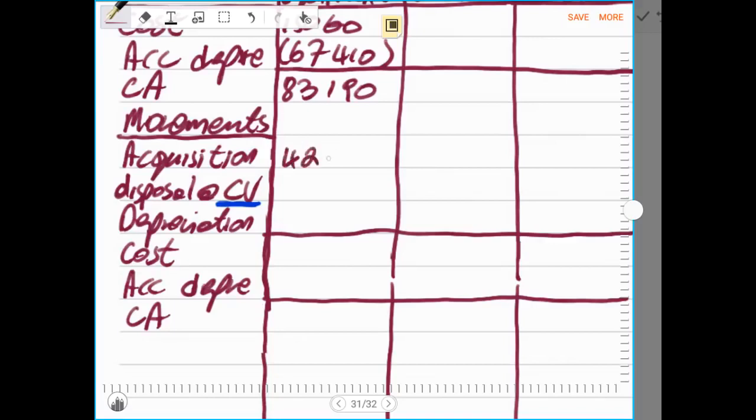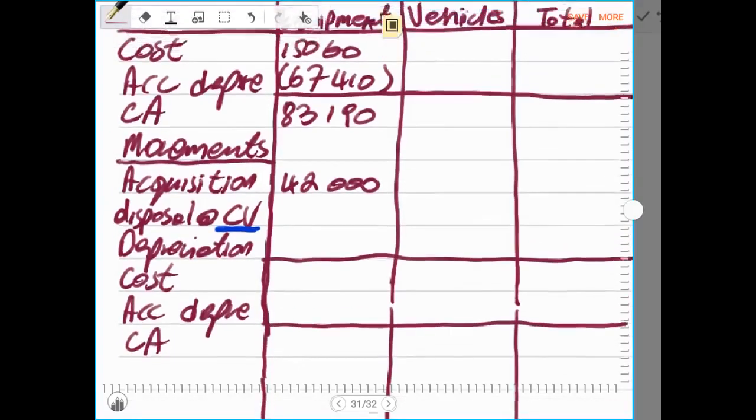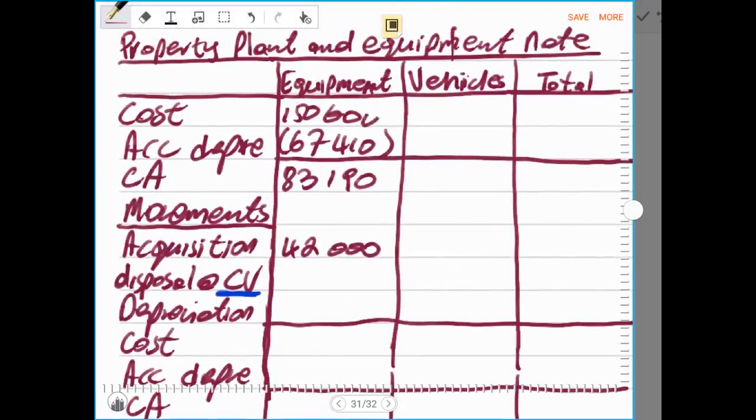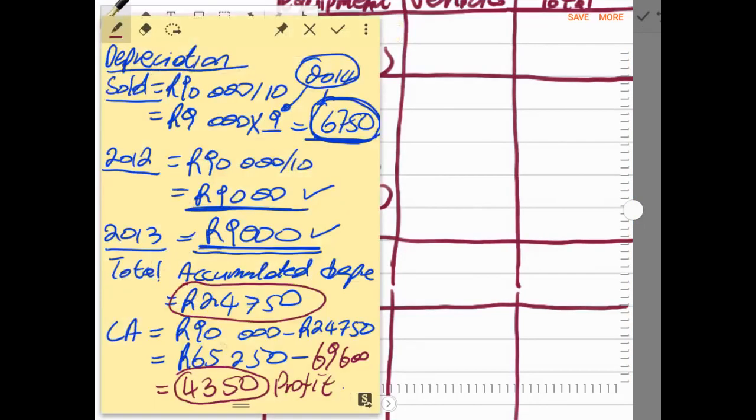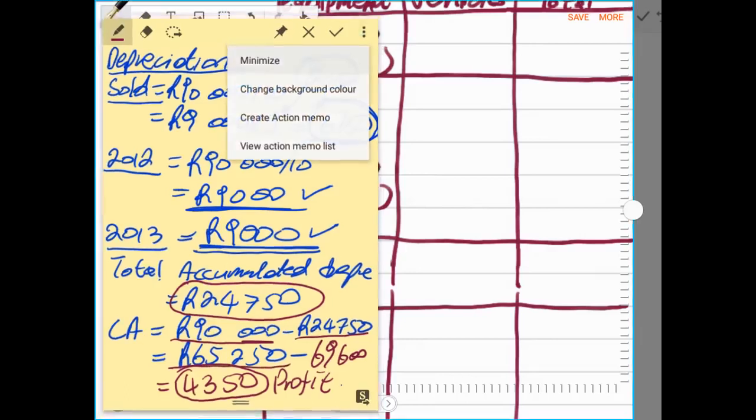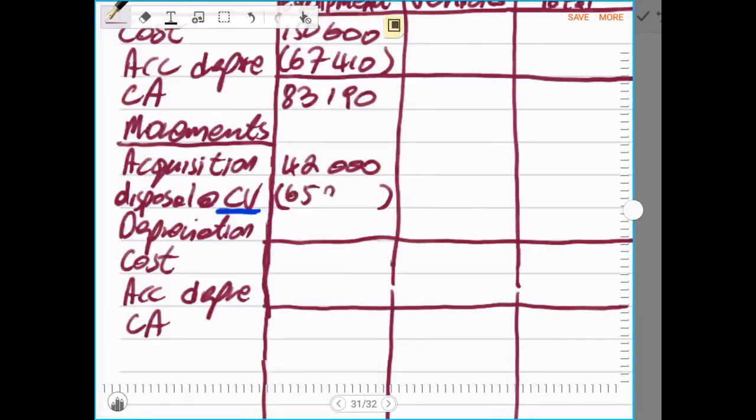Acquisitions is the purchase during the year. Therefore now here is equipment, 42,000 that was bought during the year, because remember we excluded or removed it from the opening balance 150,600. So now we recorded that under the movements because it was acquired during the year. Disposals at carrying value, we are recording our asset at carrying value, and you know the carrying value is the cost of 90,000 rands minus accumulated depreciation. That gave us 65,250 as the carrying value. 65,250 is recorded there as the carrying value.